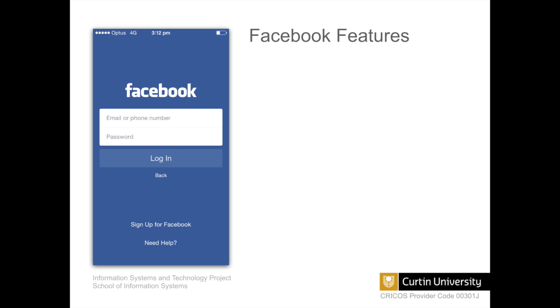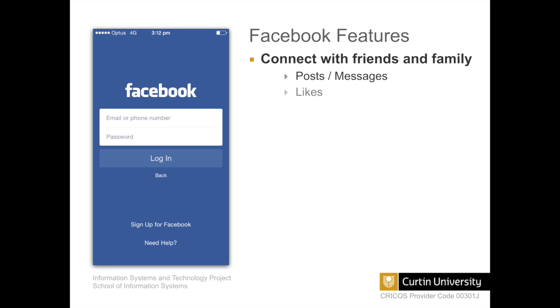The first of these is Facebook. Facebook enables you to connect with friends and family through posts and messages. You can click the like button to indicate that something about a post caught your attention. Using Facebook, you can share items of interest. This includes both media and pages.